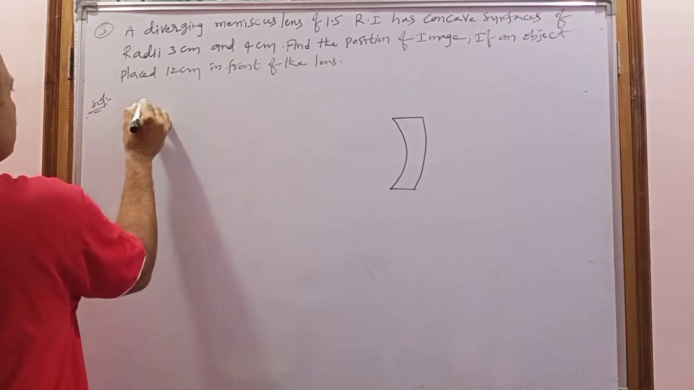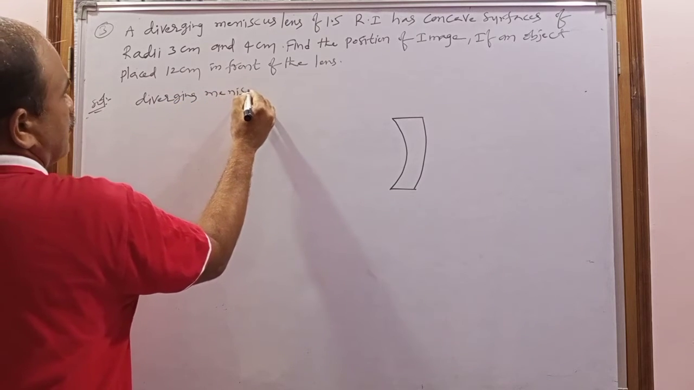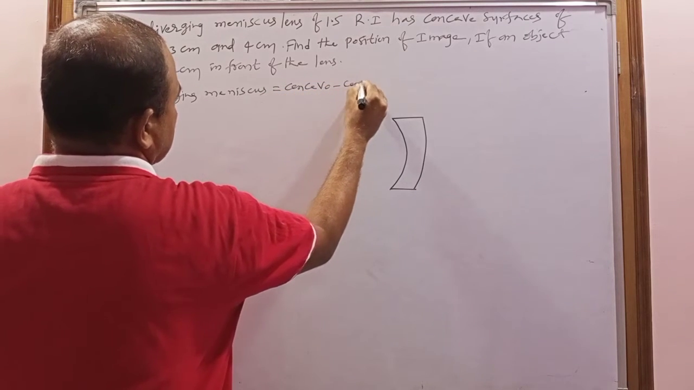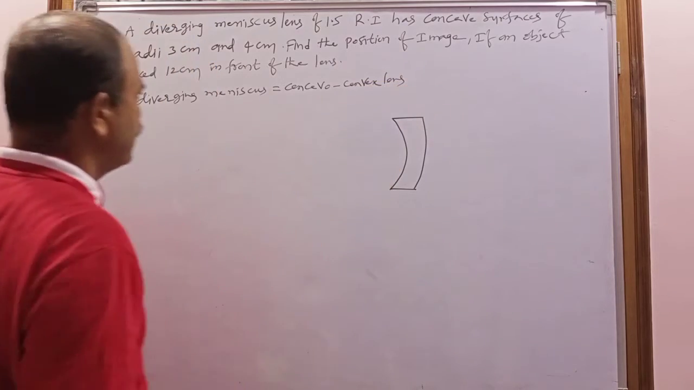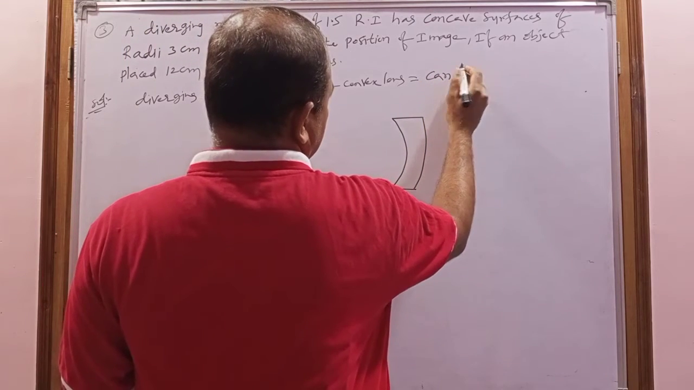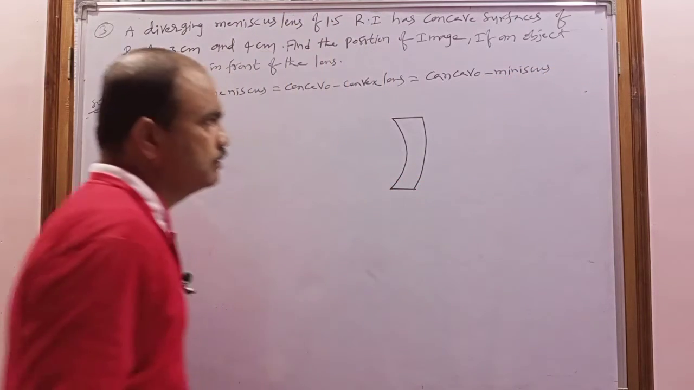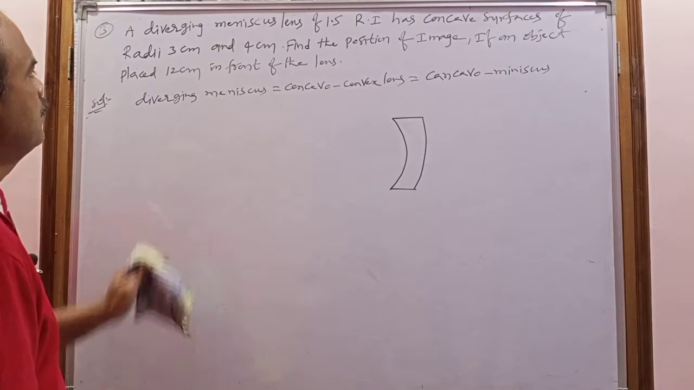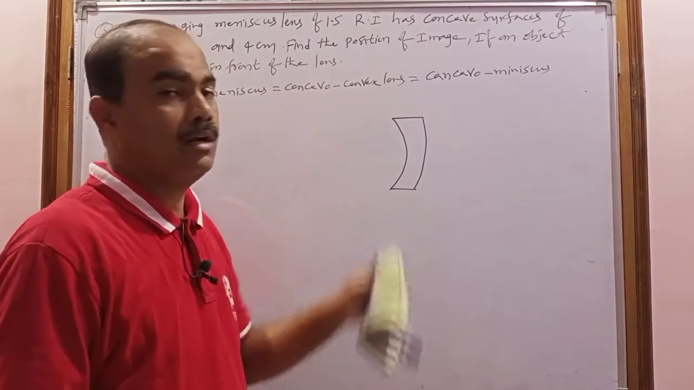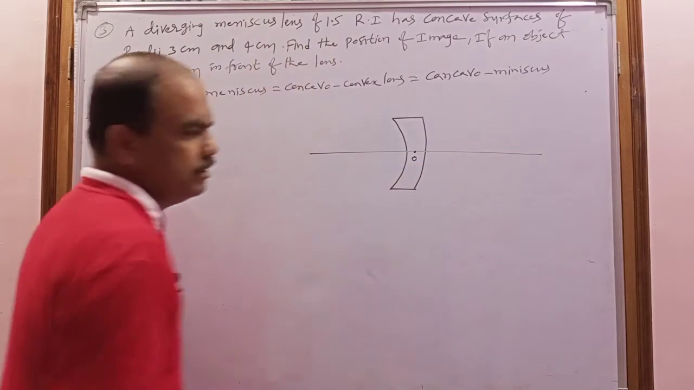So diverging meniscus is nothing but a concavo-convex lens. It may be called as concavo meniscus, or diverging meniscus. It is also called as concavo-convex lens. Now consider, this is the principal axis of this lens and this is the optic center.